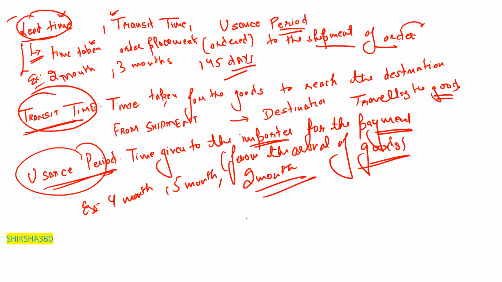So please tell me quickly, is this clear to all of you? Lead time, transit time, usance period. What is that?